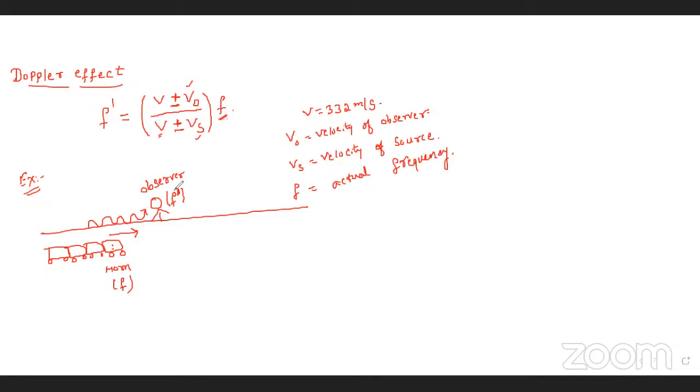Now, if the train approaches the observer, its apparent frequency goes on increasing, right? If the apparent frequency goes on increasing, please write plus in the numerator and minus in the denominator. If the apparent frequency is increasing, the numerator should be positive and the denominator should be negative.